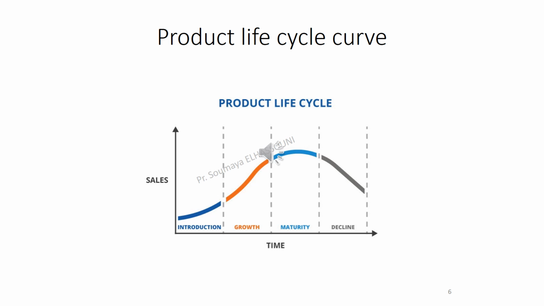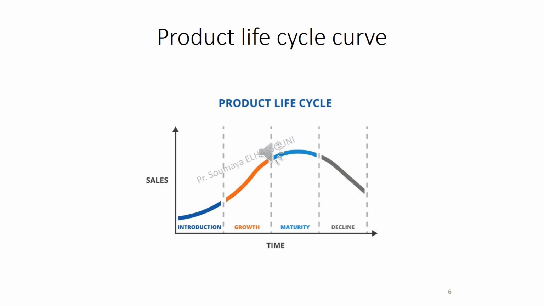Then the second stage is the growth. In the growth, sales start to increase as more customers eventually adopt the product. But it is also in this stage that competitors might enter the market most of the time. Okay? Then you have the maturity, the third stage.